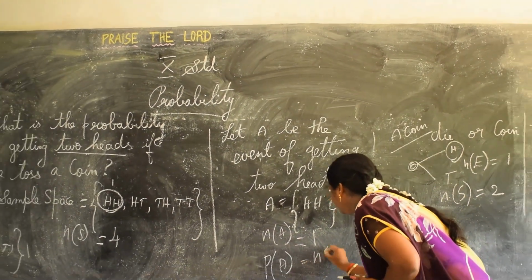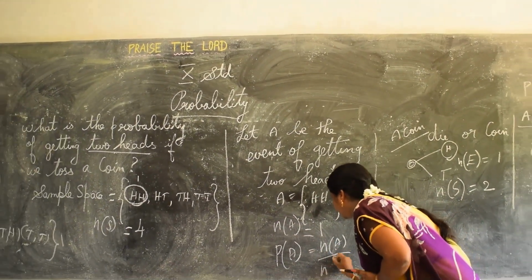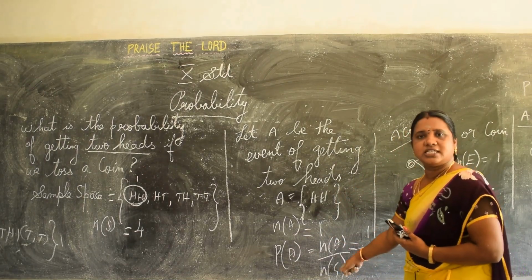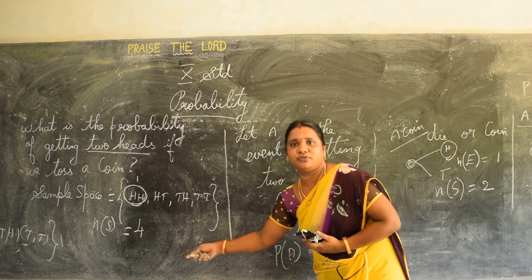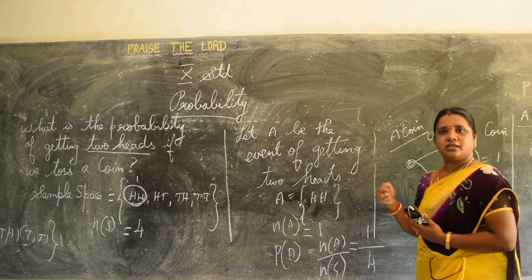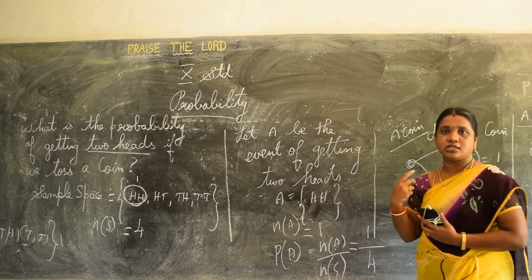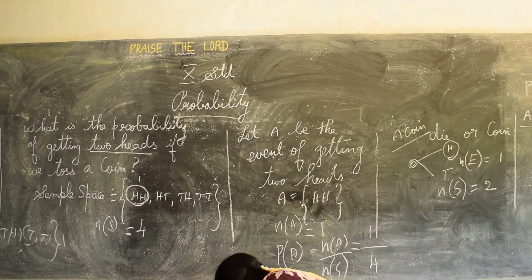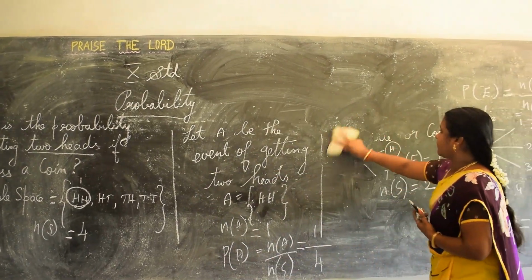So N of A by N of S. N of A is here 1. N of S is our total possible outcomes, here 4. So our answer is 1 by 4. In the exam they will ask questions on tossing 3 coins. See, now we will see the 3 coins.